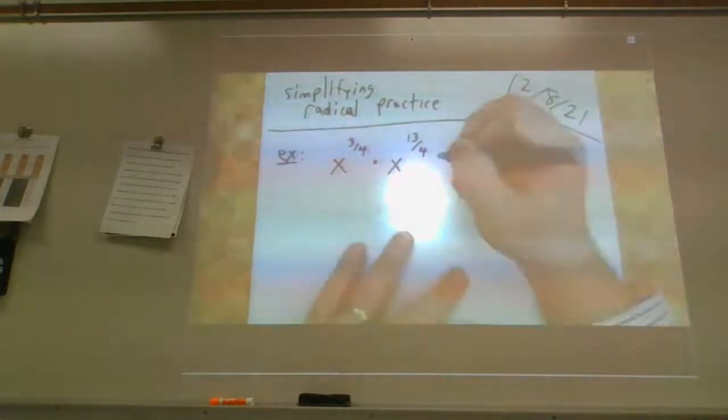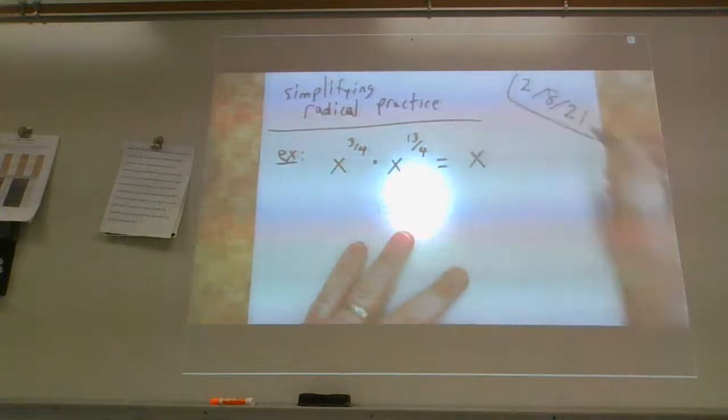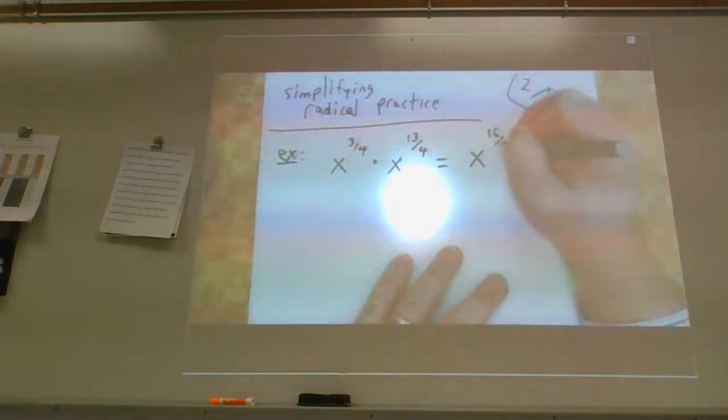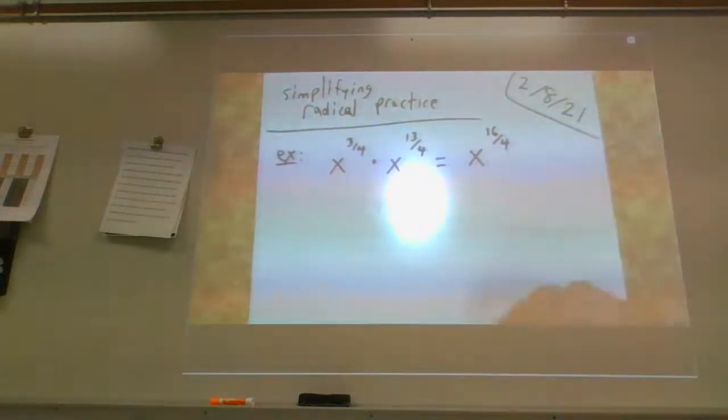And since they're fractions with a common denominator, I can bring them together to be x to the 16 over 4 exponent. X to the 16 over 4, the 16th power, the fourth root. That's just what I did in orange, except I got there a lot faster.